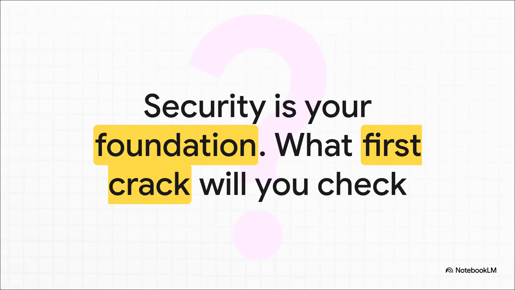So there you have it. We've gone from the client's mission brief all the way to the code level fix. You now have the blueprint. You know how to spot and, just as importantly, how to simulate these critical attacks yourself. So the final question is for you. Security isn't just a feature, it's the foundation your app is built on. Now that you know what to look for, what's the first crack you'll check for?